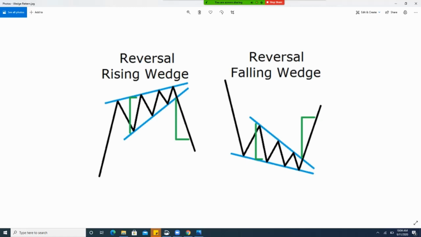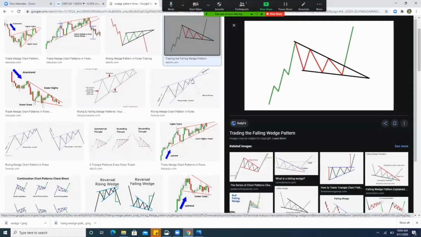So if you see that this is happening on an uptrend, you see the rising wedge, then this is a sign that price may be reversing, the trend may be reversing. Same thing with a falling wedge. The same rules apply, but the only difference on a reversal is that the trend is going to change after the wedge.